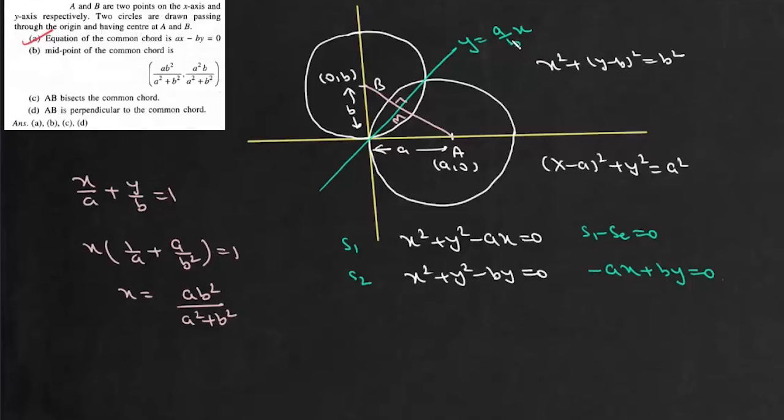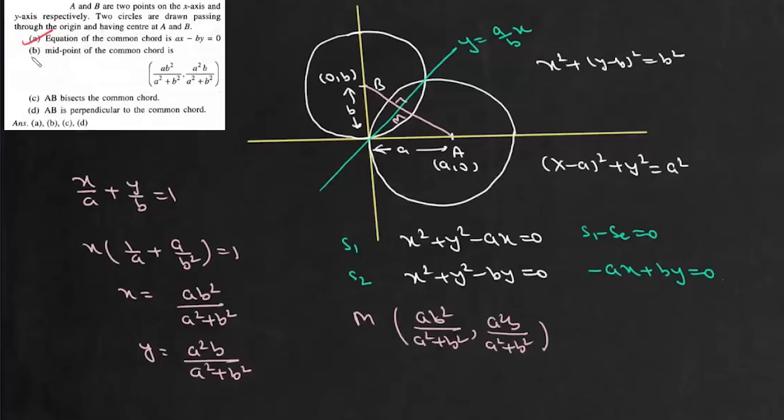Now we put x as this value, then we get y as a square b upon a square plus b square. So the coordinate of this point M will be a b square upon a square plus b square comma a square b upon a square plus b square. That means this option B is also correct.